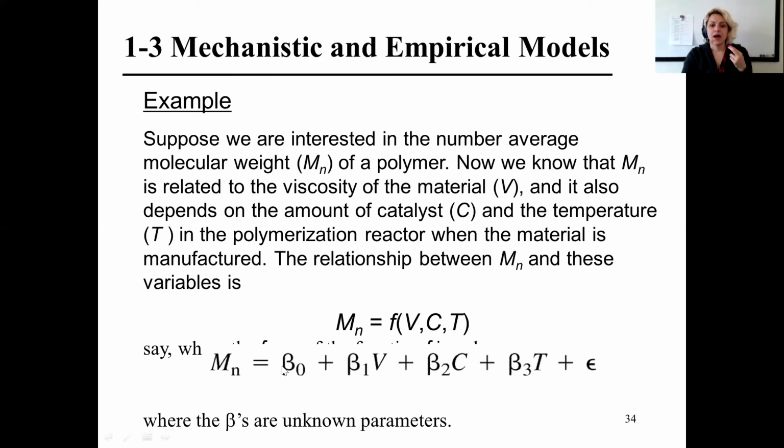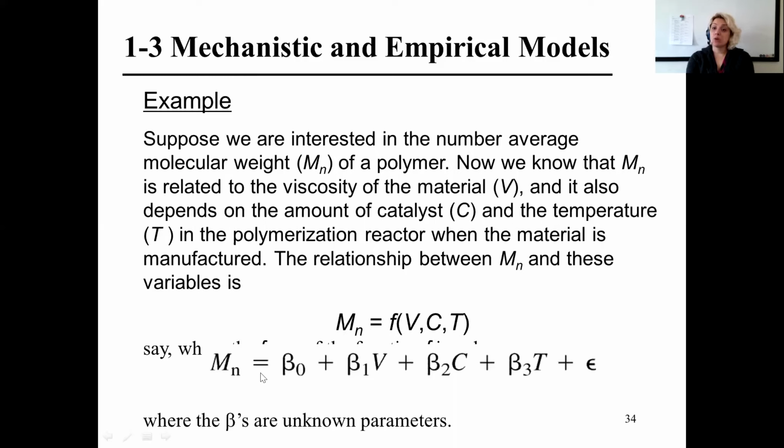This is an example that we will see. Suppose we are interested in the number average molecular weight of a polymer. Now we know that Mn is related to the viscosity of the material. You can pause and read the example here, but I'm going to go to the main objective. Look at this one. I have a variable, the molecular weight, but let's say M. My variable with the symbol M is a function of V, C, and T: viscosity, the amount of the catalyst, and the temperature.